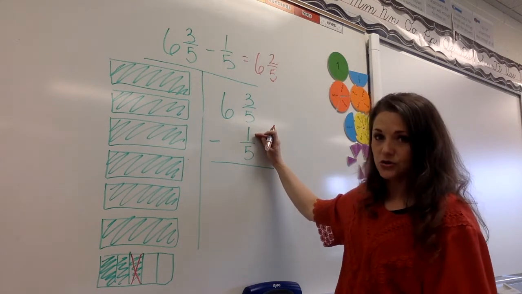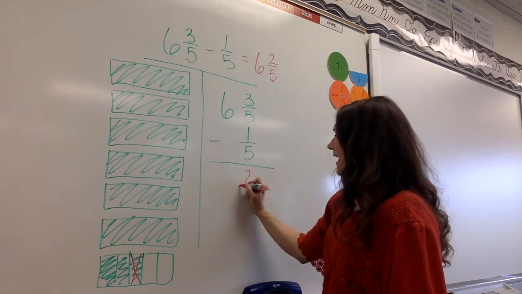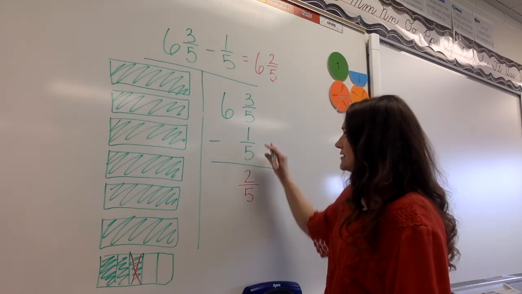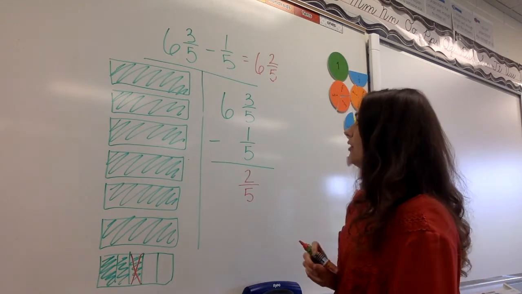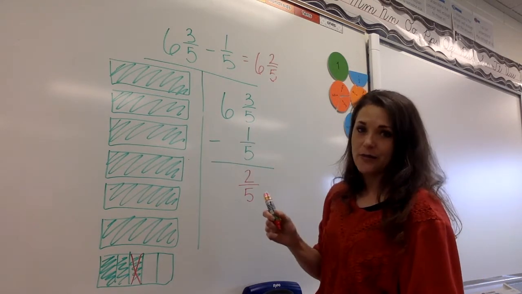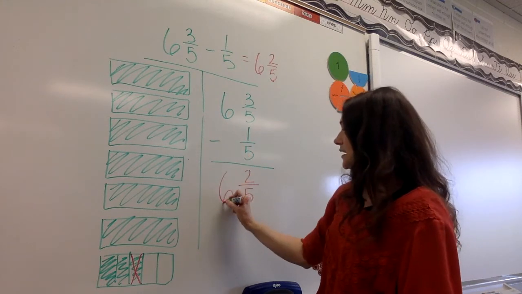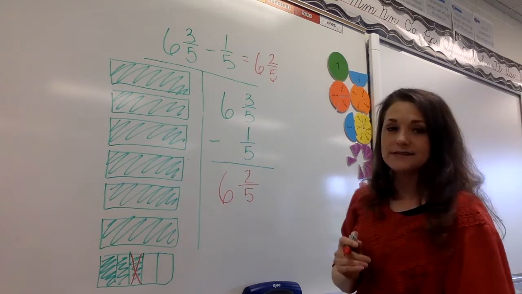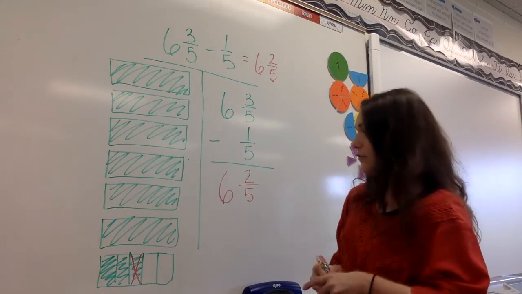3 subtract 1 is 2, and my denominator stays the same because that's telling me how many pieces it takes to make a whole. And now I'm going to subtract my whole. 6 subtract nothing is still 6. So we can see with the picture and with our algorithm how that's really working.